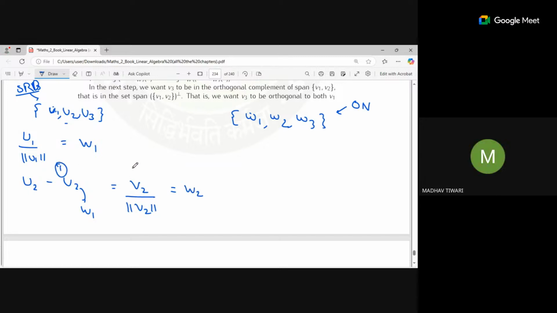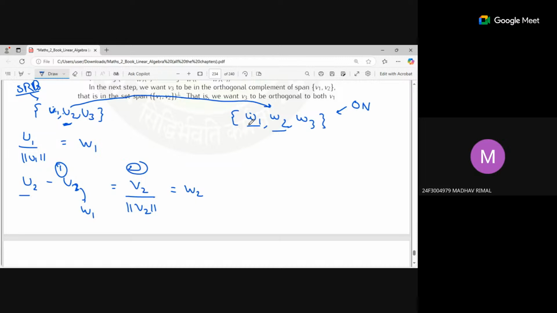Sir, we will remove W1's projection on U2, right? No, not W1's projection. U2's projection. We want U2 to convert to W2. So I will convert U2. From U2, I want to go here. So from U2, I will remove its projection on W1.